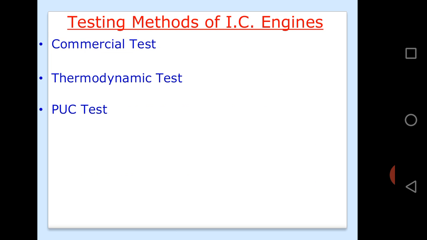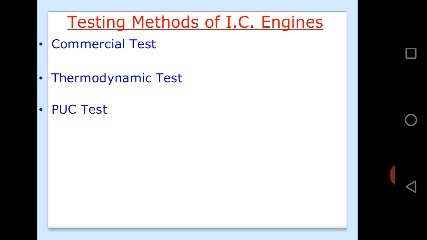Again, we have to check the robustness of the engine when the engine is running at different loads and at fluctuating loads. So these are the main parameters we are finding out or checking under the commercial test.